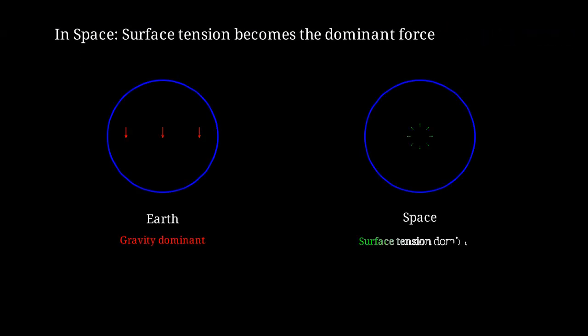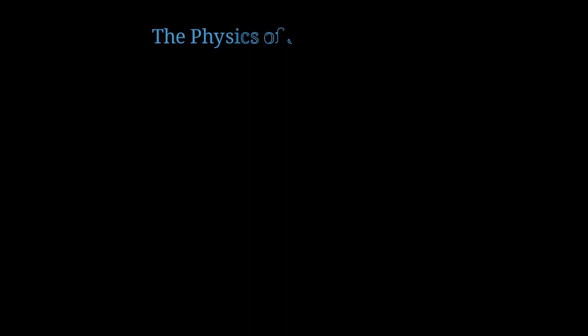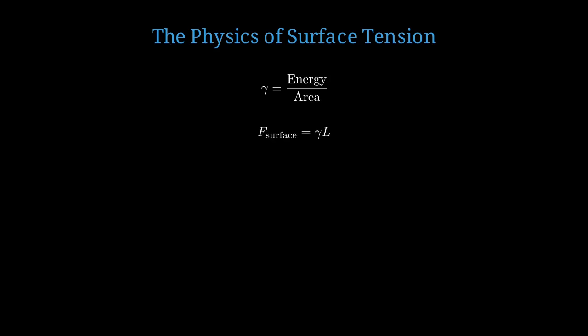Here we see the contrast. On Earth, gravity pulls fluids downward. In space, surface tension pulls equally in all directions, creating perfectly symmetric systems. Let's understand the physics quantitatively. Surface tension arises from intermolecular forces at interfaces. Surface tension gamma is defined as energy per unit area, typically measured in millinewtons per meter. The force due to surface tension equals gamma times the contact line length L.